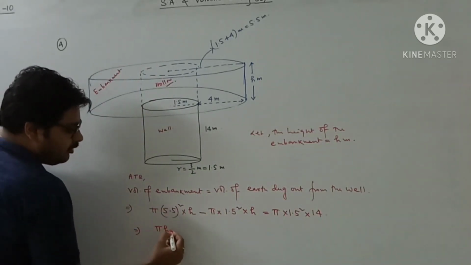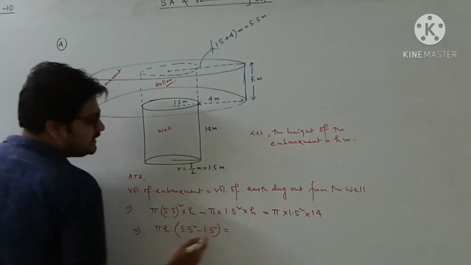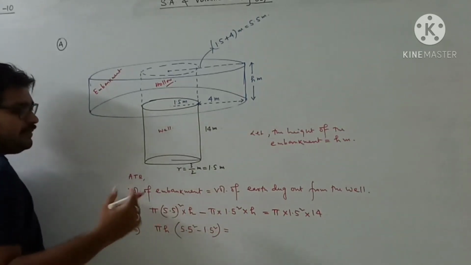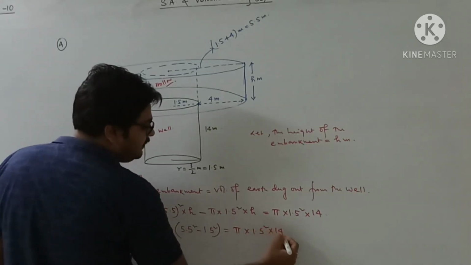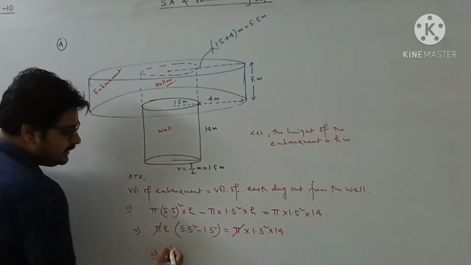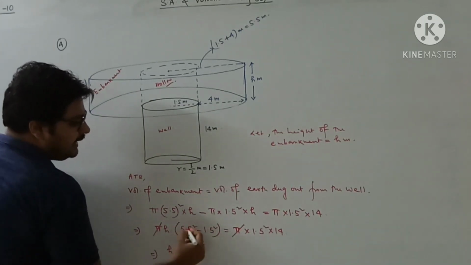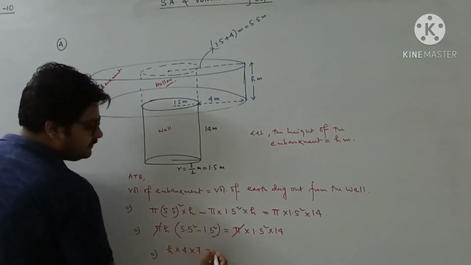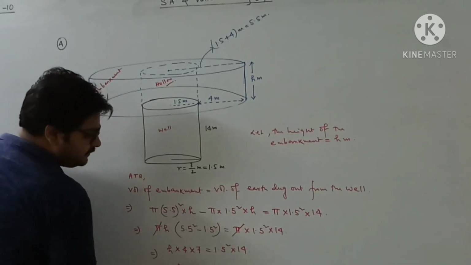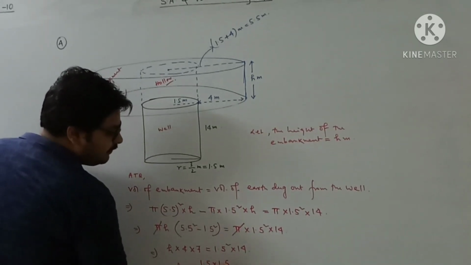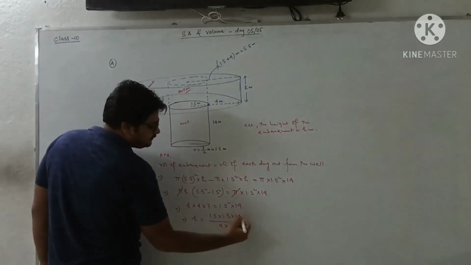Pi and h we can take common. It will be 5.5 square minus 1.5 square. And what I am saying, use the formula a square minus b square equals a minus b times a plus b. It will be easier for you to calculate. Pi can be cancelled from both sides. Using the a square minus b square formula, a minus b becomes 4 and a plus b becomes 7. So h equals 1.5 into 1.5 into 40 divided by 4 into 7.